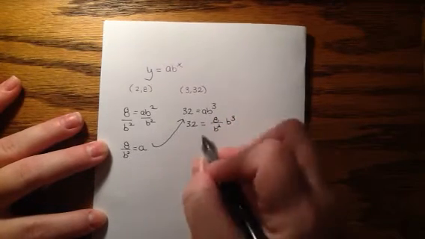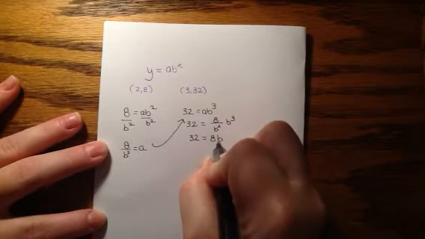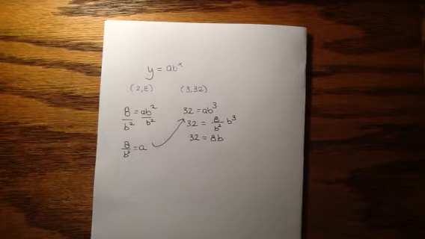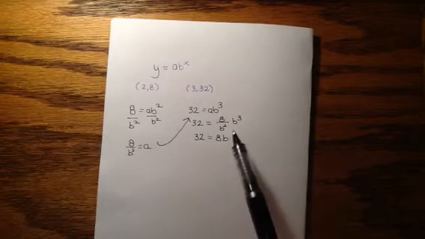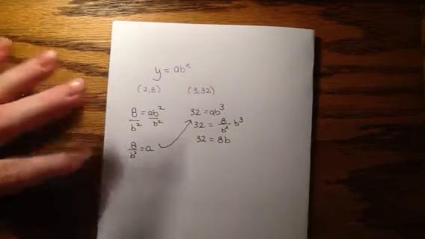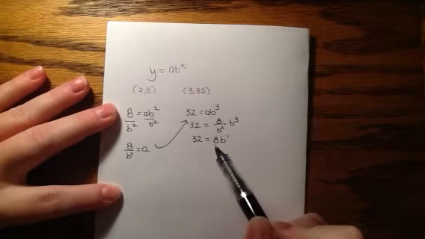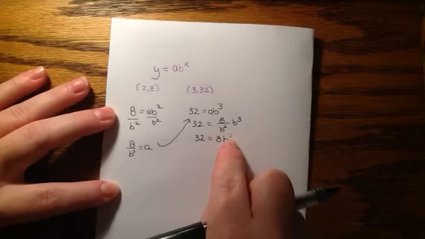And now you can use your rules of exponents. 32 equals 8 times b, because b cubed divided by b squared is just b. If these two didn't cancel out so pretty so that it was just b to the first power, you could maybe have b squared here. You would just divide by 8 and square root it. In this case, we got really lucky. It's just going to be b.